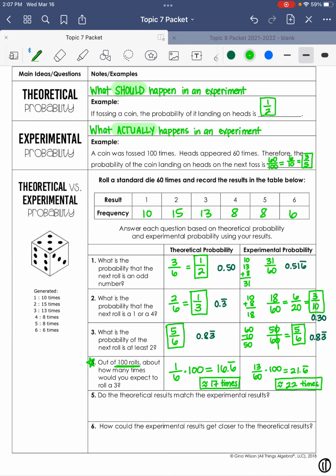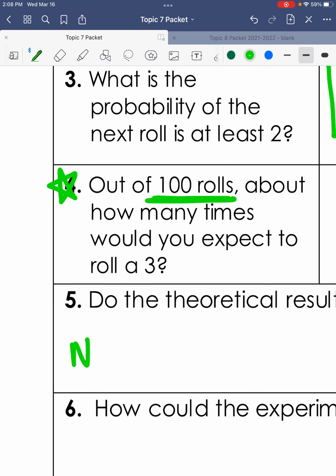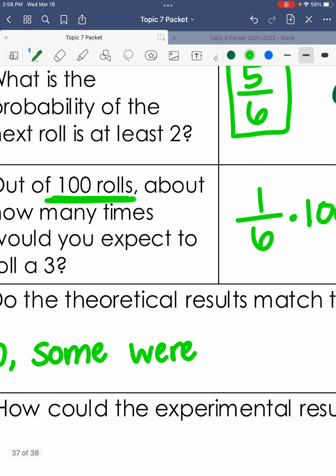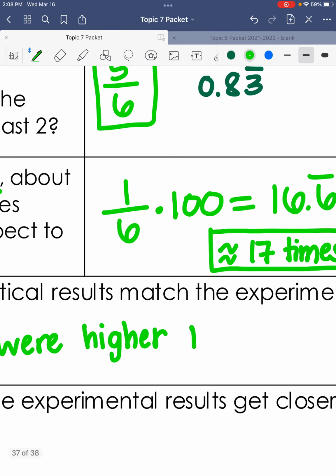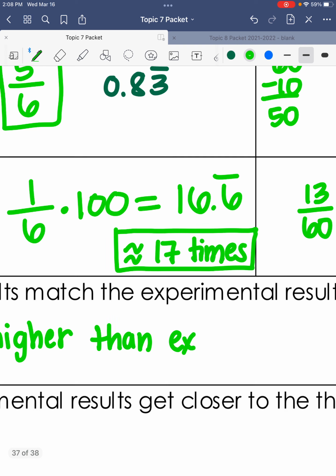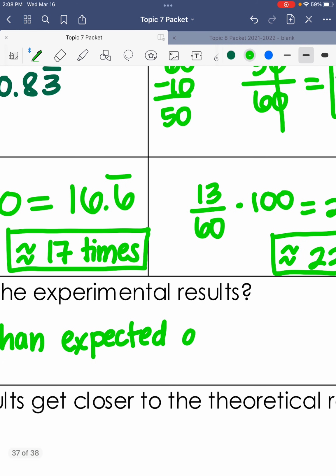Okay. So now, number 5, do the theoretical results match the experimental results? So I'm going to say no. Some were higher than expected, and some were lower than expected.